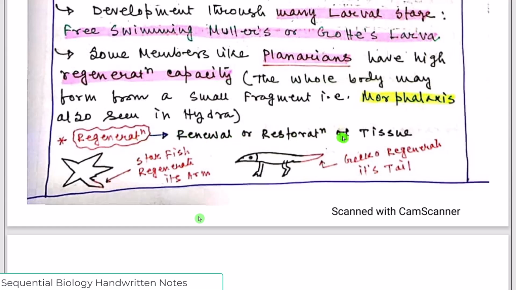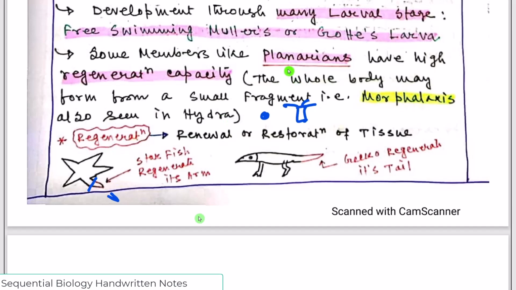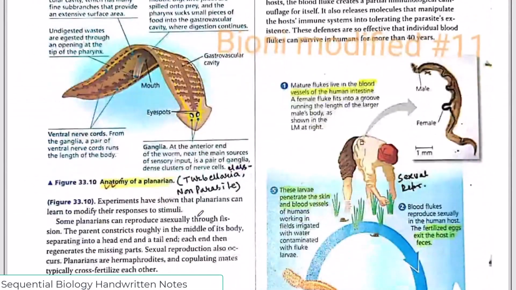Regeneration means renewal or restoration of tissue. Suppose this is a starfish and an arm of this starfish has broken, and a new portion will be developed. When an organ is damaged, the damaged organ will be renewed by the process of regeneration. Morphallaxis means the whole body is formed from a small fragment. Suppose this is a fragment, and from this fragment a total individual is developed. This is known as morphallaxis, and it is also seen in hydra. The planaria show high regeneration capacity, and when any parts of their body are damaged, these parts will be renewed by regeneration. This is a very important feature of this phylum.